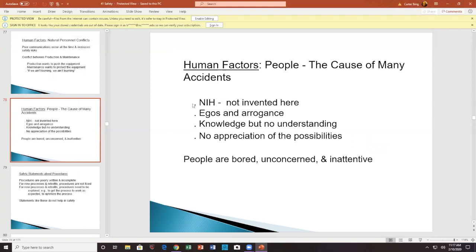A cause of many accidents: not invented here. You have these huge egos. You have huge arrogance. You may have knowledge, but no understanding. There is no appreciation of the possibilities. People are bored, unconcerned, and inattentive. Anyway, the not-invented-here attitude is quite interesting. Again, I like to learn from everybody. When I walk in, I'm all ears on everybody.